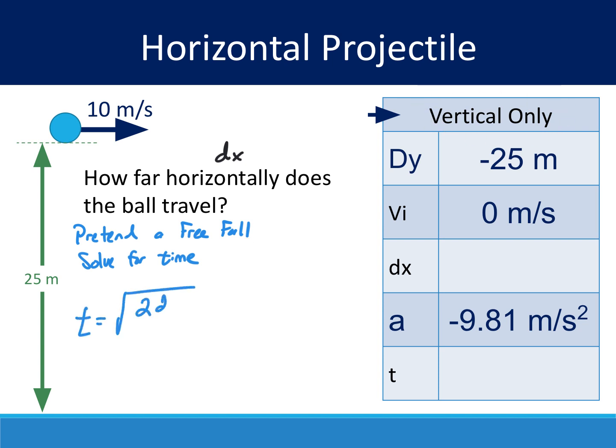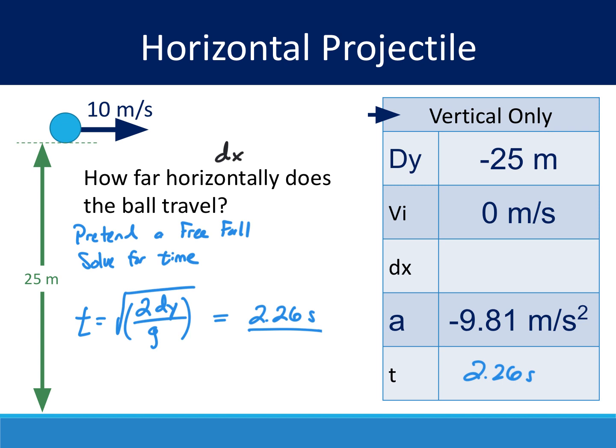Start with the vertical. And this should look really familiar. We're going to solve for the time. How long does it take to fall those 25 meters? We'll plug in our kinematic equation, and knowing that the initial velocity is 0, our distance is 25, and our acceleration is negative 9.8, we should get the same answer we got before, because we're only talking about the vertical.